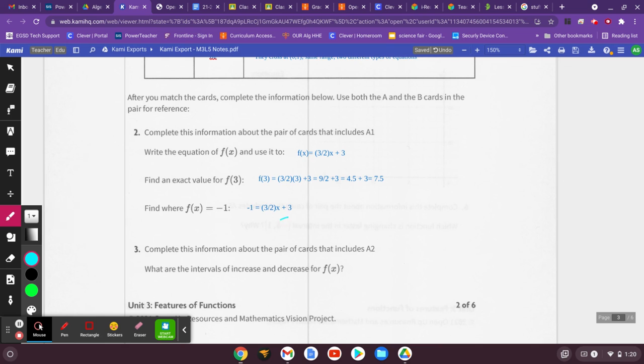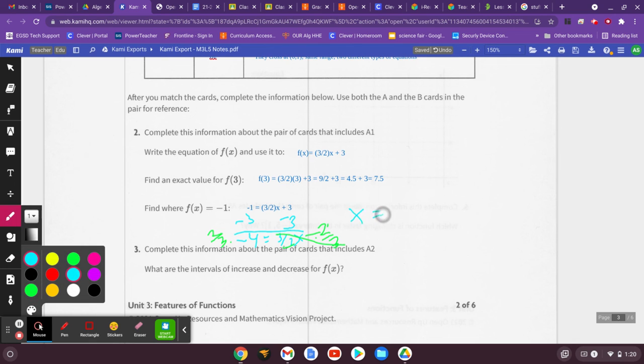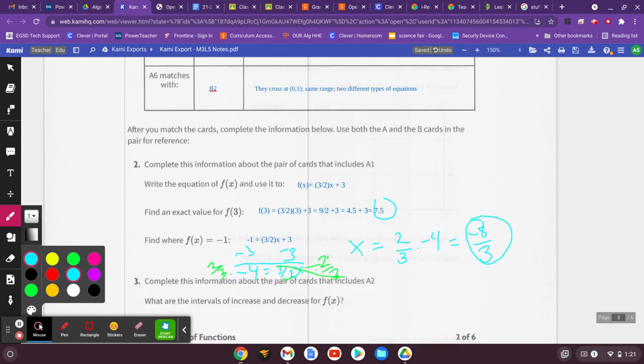So I want to subtract 3 from both sides. So -4 equals 3 halves x. And to be able to get rid of that, I need to multiply by the reciprocal, 2/3, which then cancels out. So x equals, I'm going to circle that, x equals 2/3 times -4, which equals -8/3. And we'll leave it at that. All right, so that one's good.